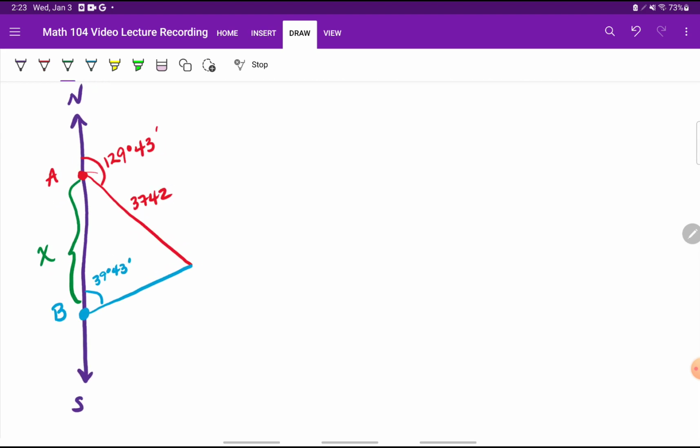All right, well, I can see the triangle, but I don't know much about the triangle. I know one angle and I know one side. I need to know that it is a right triangle to be able to use the Pythagorean theorem or any of our trig functions. So let's think about how we could prove that we had a right triangle here.